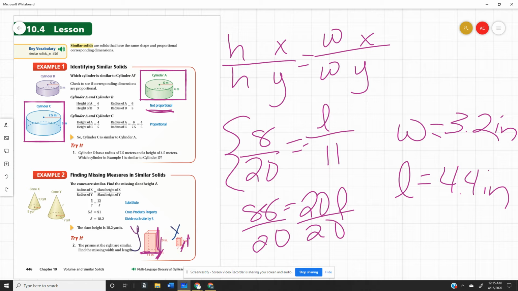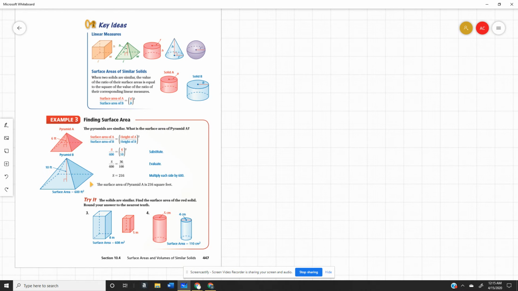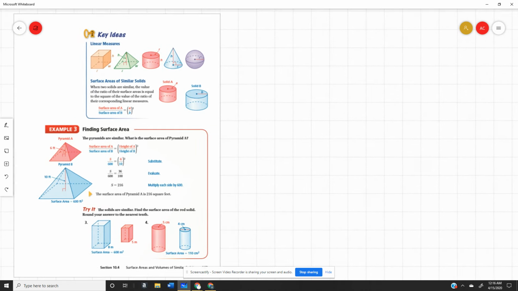All right, moving on. We have another key idea. Linear measures. Looking at surface areas of similar solids. So when the solids are similar, the value of the ratio of their surface area is equal to the square of the value of the ratio of their corresponding linear measures. Oh my goodness, could they make this any more complicated? Okay, basically, the ratio of the surface areas is equal to the ratio of the measurements squared, okay?